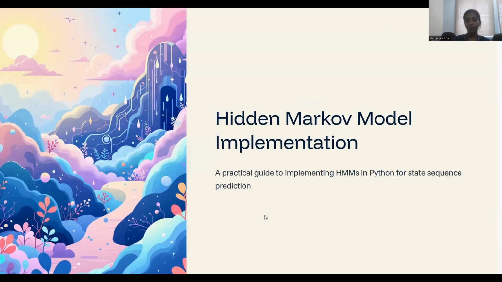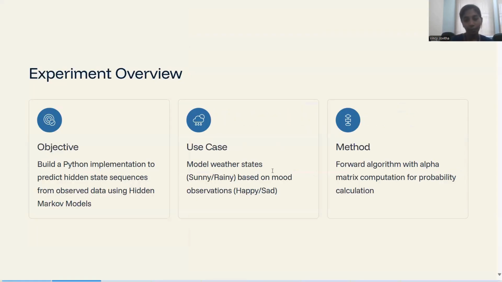The topic we'll be discussing right now is hidden Markov models implementation, which is our fourth experiment. So, moving on to the aim or overview of it, this experiment is all about the implementation used to predict the hidden state sequences from observed data using hidden Markov models.